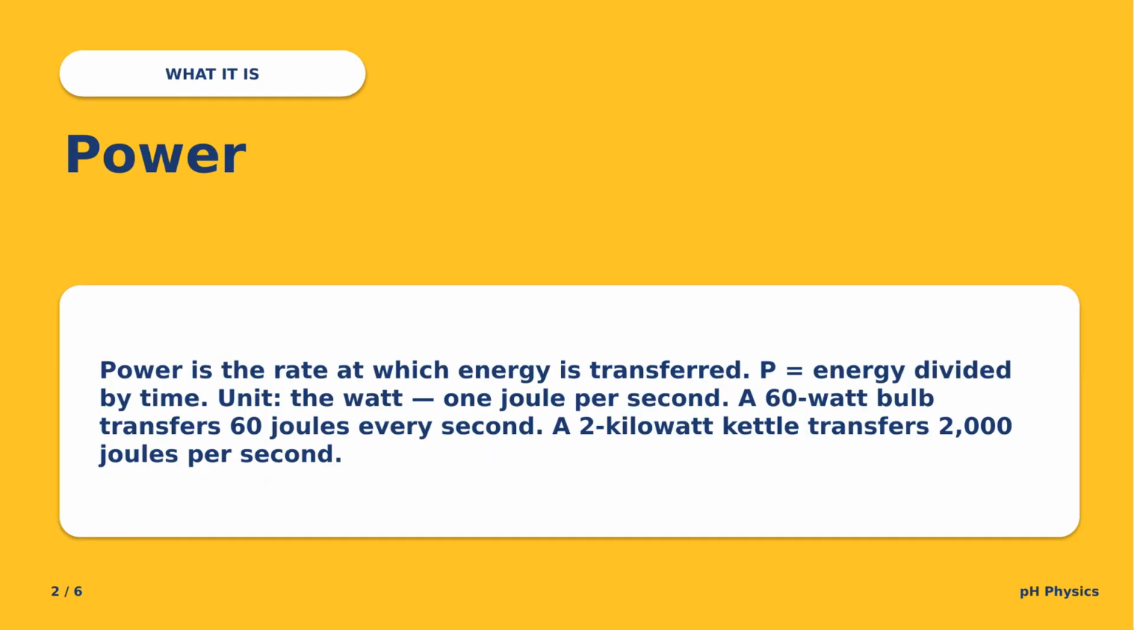Power is the rate at which energy is transferred. So P equals energy divided by time. The unit is the watt, or 1 joule per second. A 60-watt bulb transfers 60 joules every second. A 2 kilowatt kettle transfers 2000 joules per second.